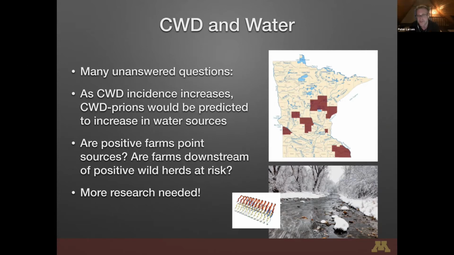Okay, and there are all sorts of questions, like for CWD positive farms, do we need to be concerned about misfolded prions being washed off and getting into areas downstream of that farm? Does that then become a potential source of indirect transmission to wild deer? At the same time, for farms that are downstream of a CWD positive herd, where maybe there's a creek that runs across the area, is that a potential route for indirect transmission? So lots of unanswered questions there, and the bottom line is more research is needed.